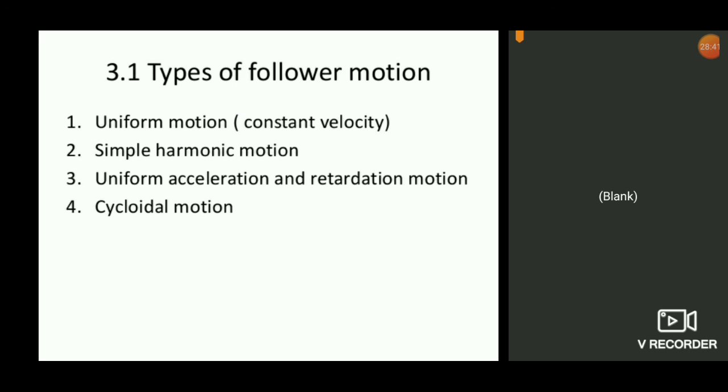These are the different curves. In the question they will tell you, for example, that in the outward stroke it is simple harmonic motion and the return stroke it is UARM. So first you have to draw the curve for SHM for the outward stroke, then for the return you have to draw for UARM. Or it may say the outward stroke will be uniform motion and the return motion will be UARM. Based on that you have to draw the curve. I will explain in detail how to draw this displacement diagram curve in the coming classes.